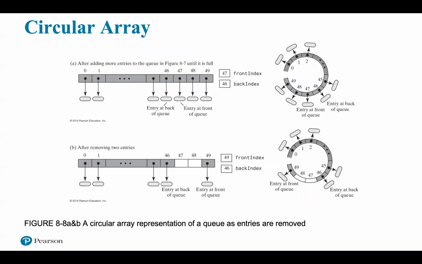So there are some complications. Using a circular array complicates the implementation somewhat. For example, how can we detect when the array is full? By adding several entries to the queue, as pictured in 8.7, we can get the full queue in figure 8.8a. So it appears that the queue is full when frontIndex is backIndex + 1.